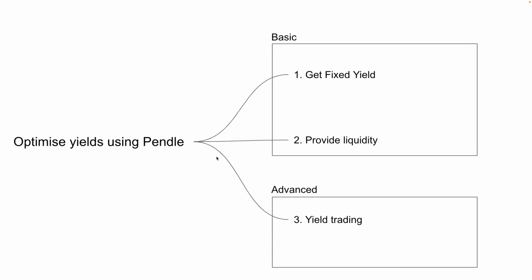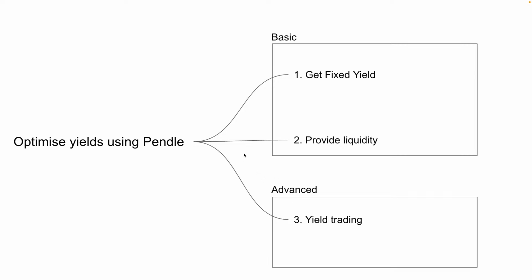In general, there are three ways to optimize yield using Pendle. The first two ways are more basic and beginner friendly. However, I will claim that you will already beat most yield in DeFi just knowing these two. The basic ways are to get fixed yield and to provide liquidity into Pendle. The third way to use Pendle is to do yield trading. It's more advanced with higher risk, but also higher rewards. This is where you can potentially optimize your yield to significantly higher levels.